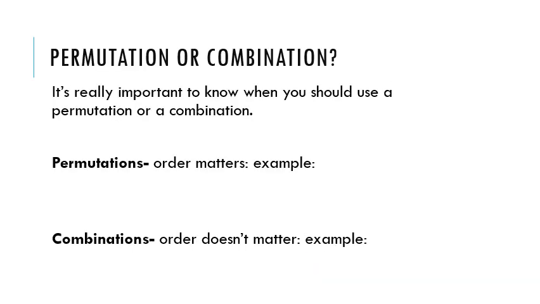Okay, so it's really important to know when you should use a permutation and when to use a combination. So permutations, we said back in the permutations lesson that it's when order matters. Like, for example, if you're rearranging the letters in something, right? Like ABC is different than BAC, right? In a permutation, these would be different. In a combination, order doesn't matter, right?